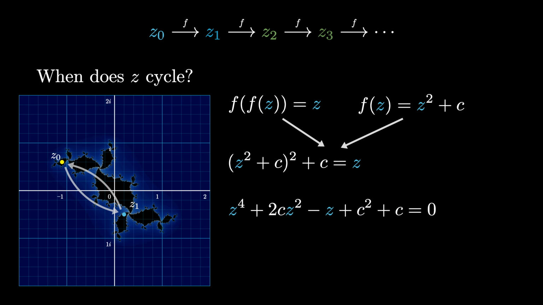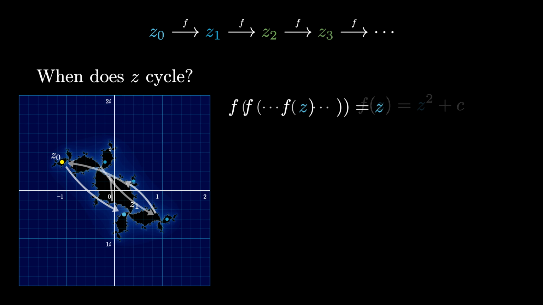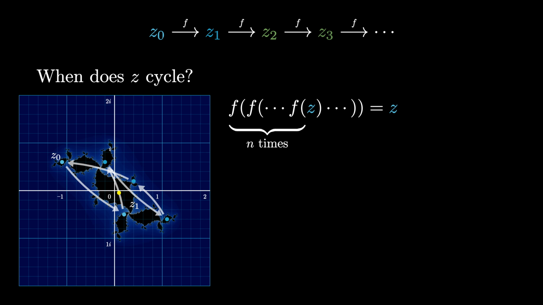The main thing to highlight is that it boils down to solving some degree 4 equation. You should note though that the fixed points will also be solutions to this equation, so technically the 2 cycles are the solutions to this minus the solutions to the original fixed point equation. And likewise, you can use the same idea to look for n cycles by composing f with itself n different times.